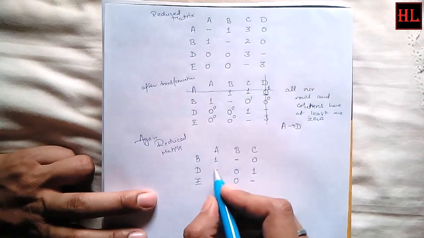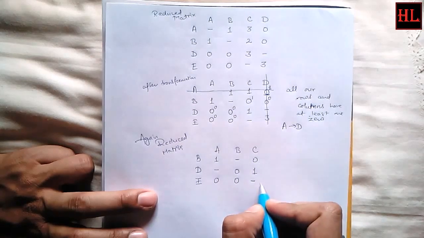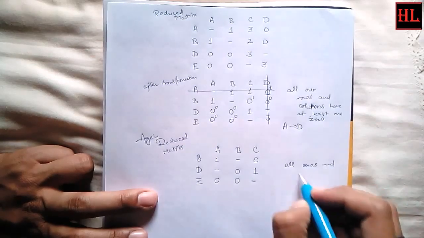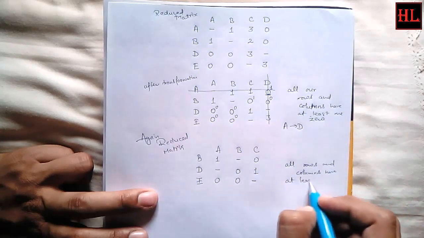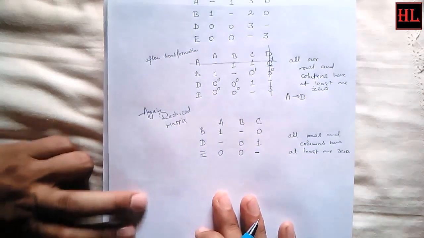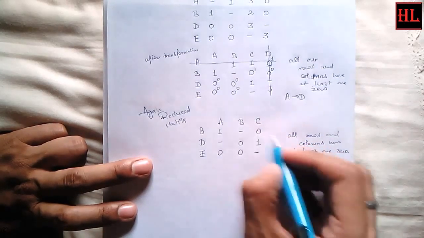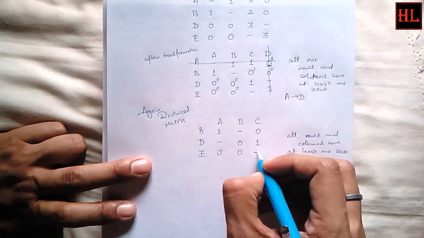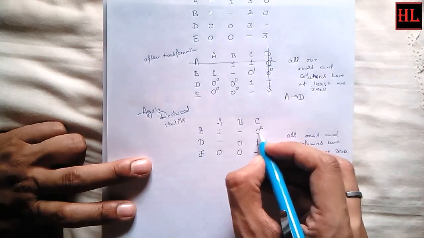So now you can see that all our rows and all our columns have at least one 0. So we can directly jump to the calculation of penalties associated with the zeros. So the penalty associated with this 0 can be calculated as the minimum element in its row is 1 and the minimum element in its column is 1. So 1 plus 1 is equal to 2. So the penalty associated with this 0 is 2.